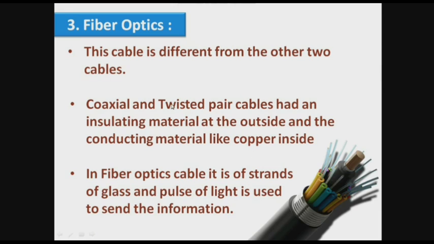Fiber optics. Fiber optic cable is entirely different from the other two cables, coaxial cable and twisted pair cables. Coaxial and twisted pair cables had insulating materials, mostly plastic on the outside, and copper wire as the conducting material. But in fiber optic cables, instead of copper wires, glass wires are used. All the wires are made of glass, and it also uses light energy to send information.